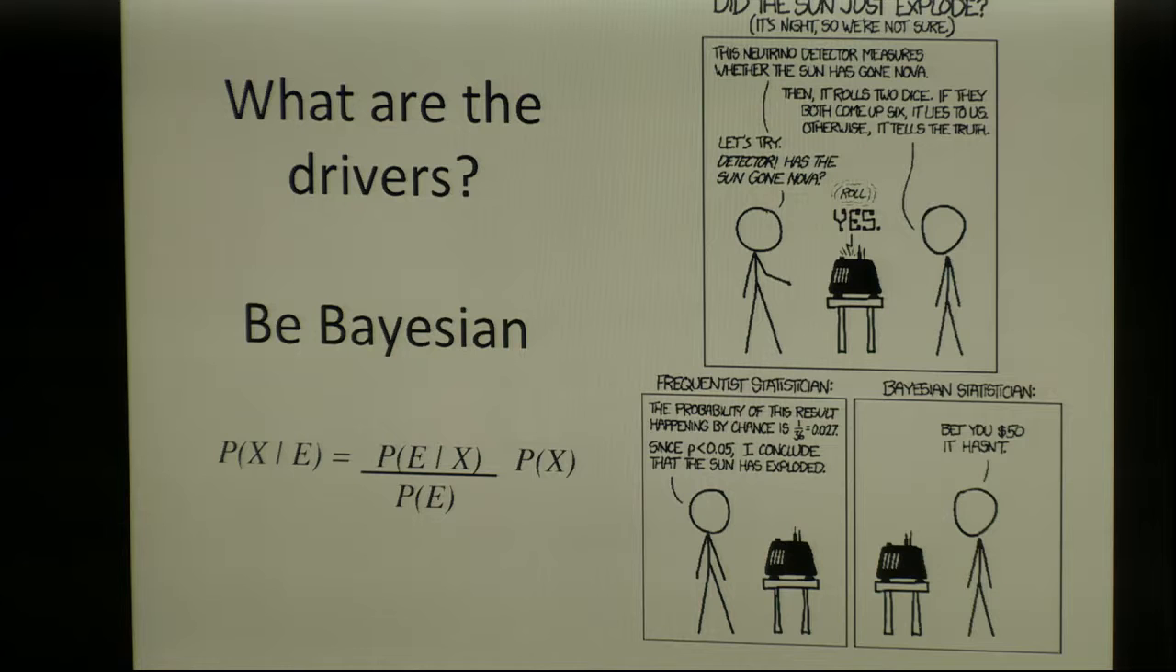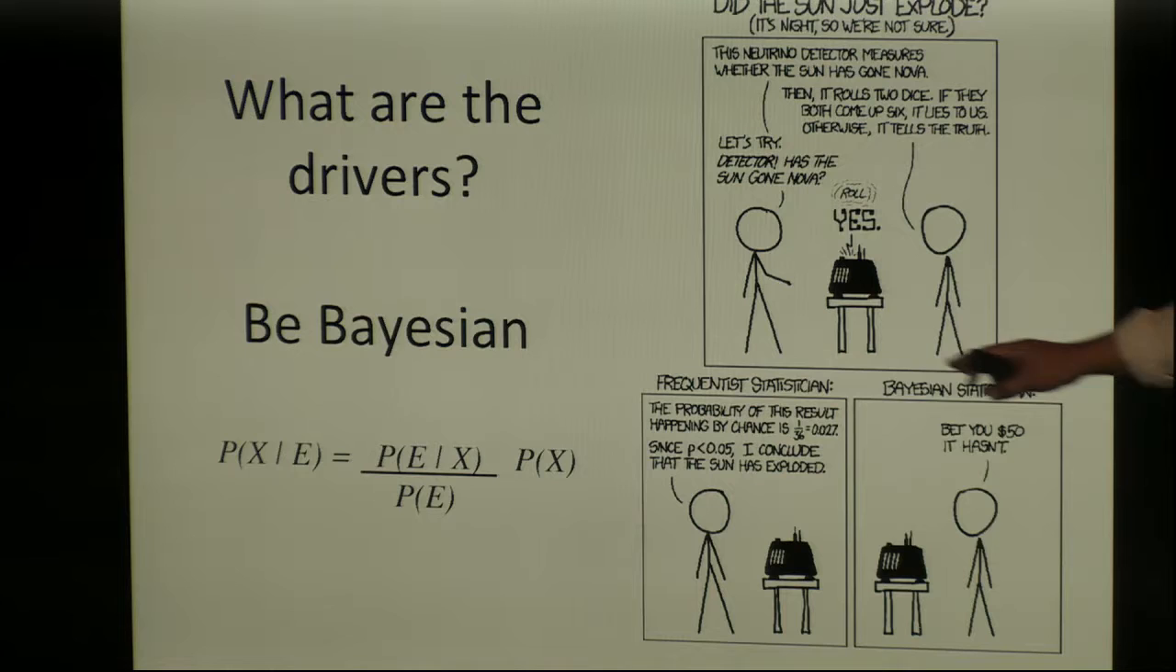The way the neutrino detector works is it measures whether the sun has exploded, and then it rolls two dice. If the two dice both come up six, it just lies. But otherwise it tells the truth. Okay, so the machine goes off, ding. It says it blew up.